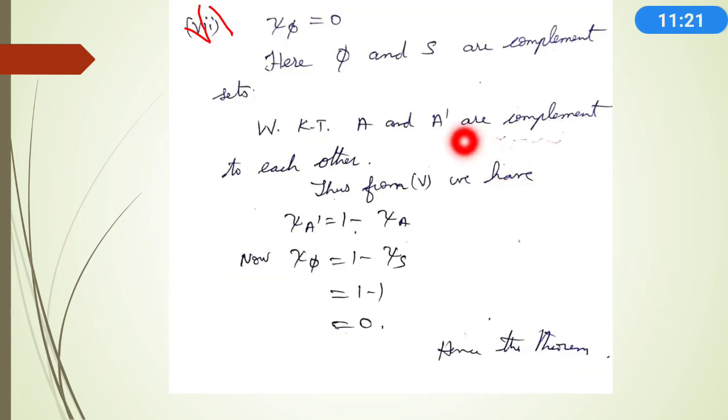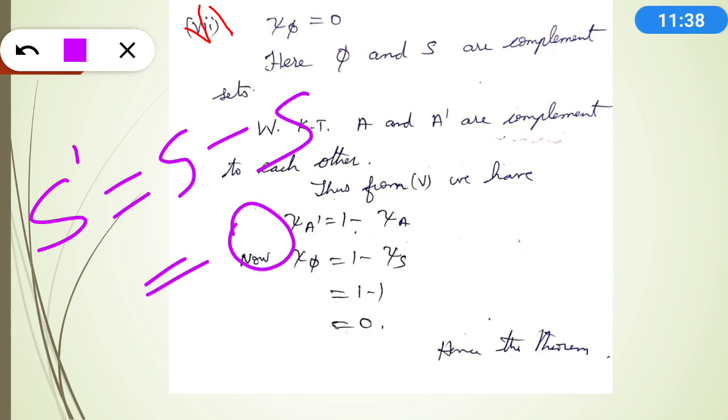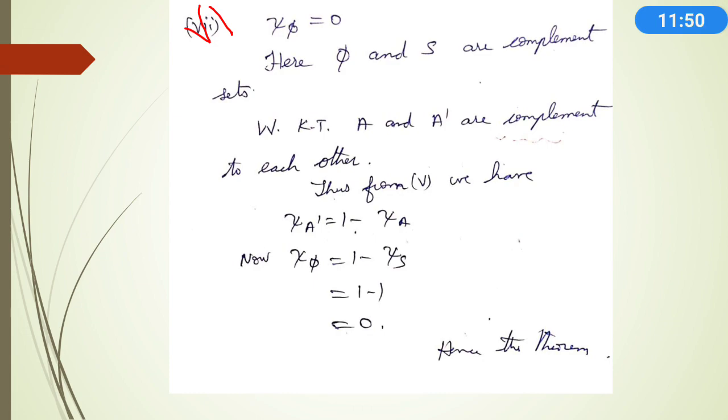Now we have to prove the empty set is 0. So we know S is the universal set. What is S dash then? S dash is nothing but S minus S itself. What is S minus S? Empty set. So my complement of S will be what? Empty set. Just keep this in mind. So here empty set and S are complement sets.